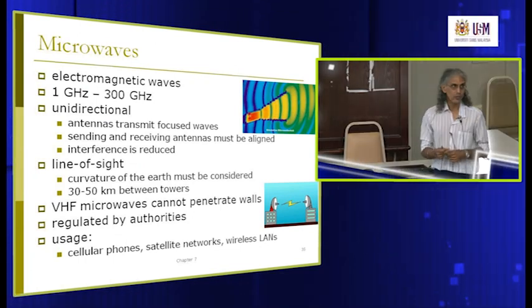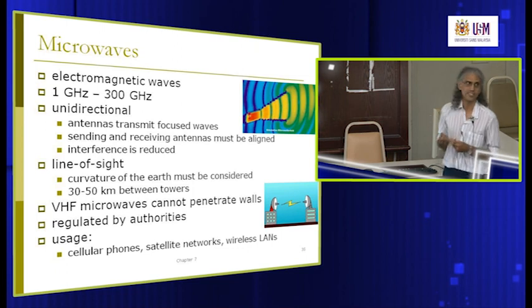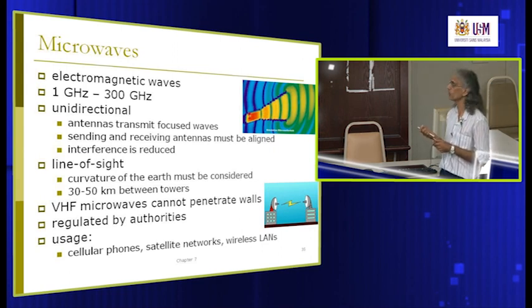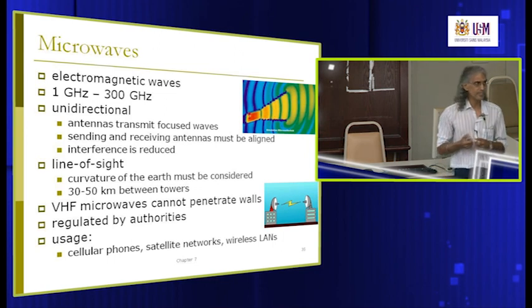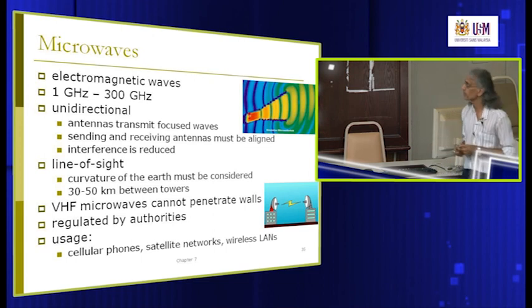Now the second one, the microwave. Microwave is basically defined to be between 1 and 300 gigahertz frequency range. So they have smaller, shorter wavelengths. And the main property of microwave is that it is directional or unidirectional. It means that they can only transmit in a particular direction. It's not like all over. Radio waves go all over, microwaves do not.